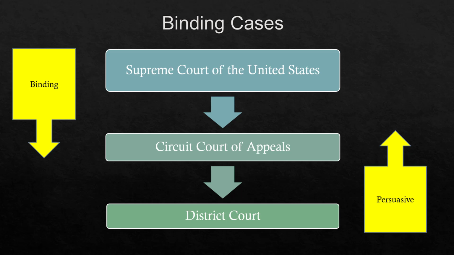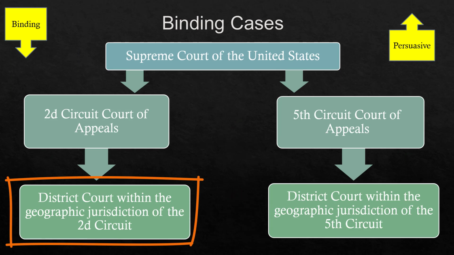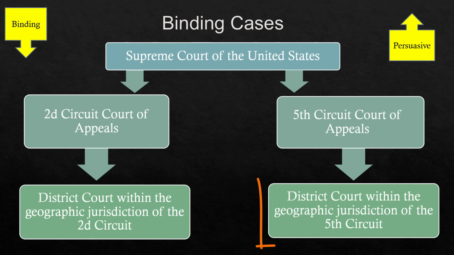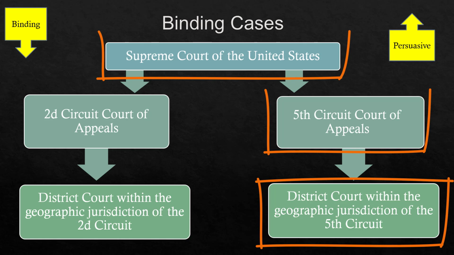So in the federal system, decisions of the Supreme Court are binding on all lower courts. The decisions of circuit courts are binding on all the district courts within their circuit and only within their circuit. Let's use the Second Circuit and the Fifth Circuit as examples. If I live within the geographic jurisdiction of the Second Circuit, the cases that are binding are the Supreme Court and the Second Circuit. If I lived within the geographic jurisdiction of the Fifth Circuit, the cases that are binding are the Supreme Court and the Fifth Circuit.